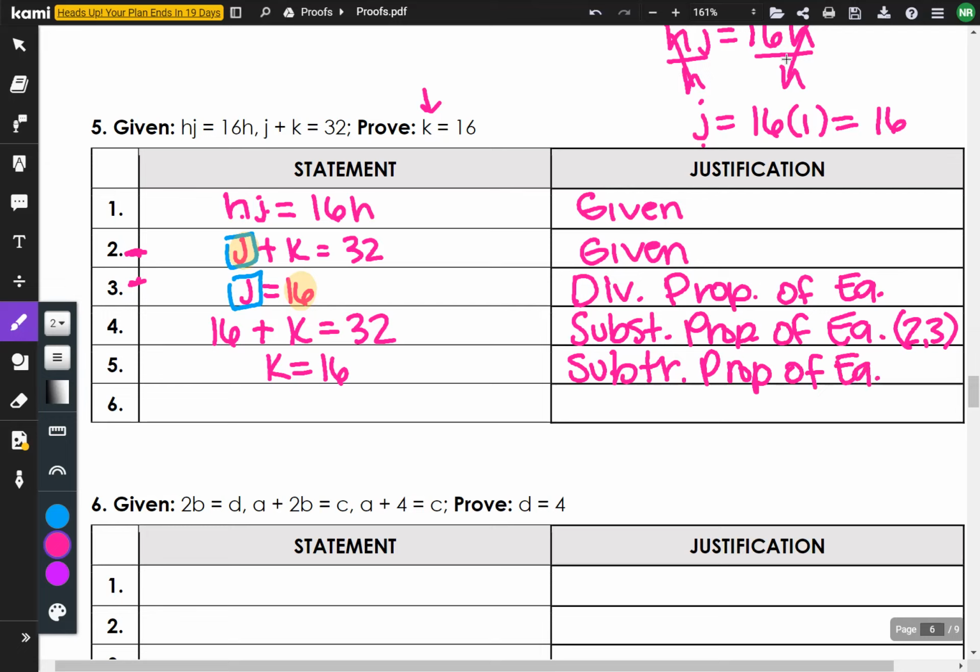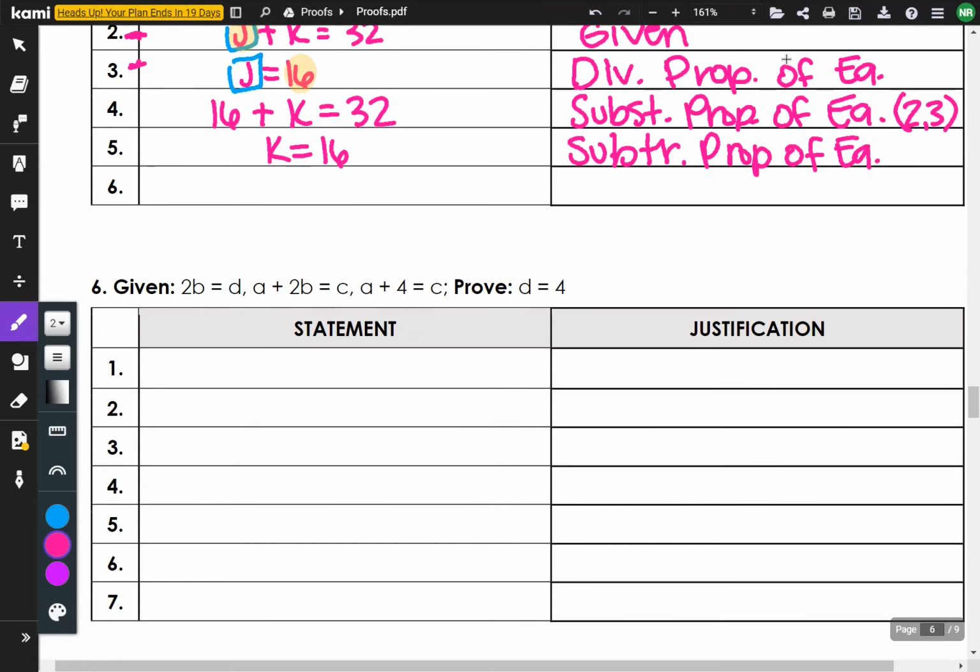When combining using transitive or substitution, identify what lines, okay? Ready? Especially when we get into three given statements and more. Here we go. Ready? Number 6. Go ahead and write your given statements.